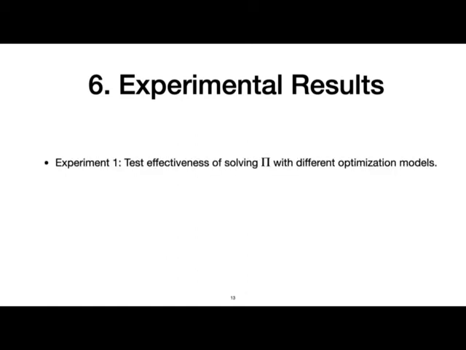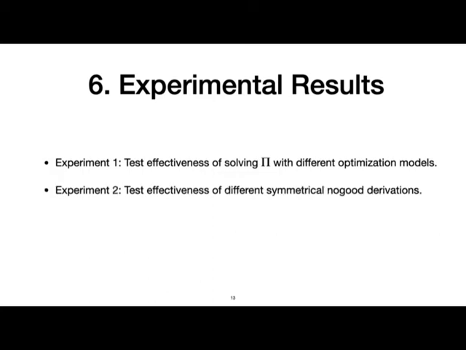To test the experimental effectiveness of our contributions, we have conducted 2 sets of experiments. In our first set of experiments, we have tested the effectiveness of solving the learned planning problems with different optimization models and solvers. Then we tested the effectiveness of different symmetrical no-good derivations.